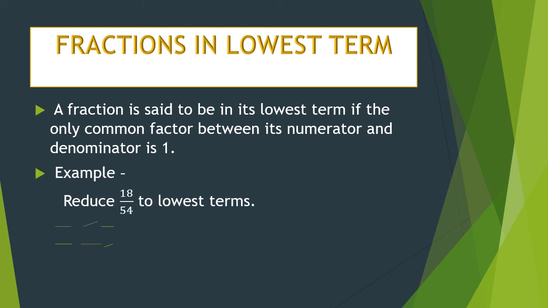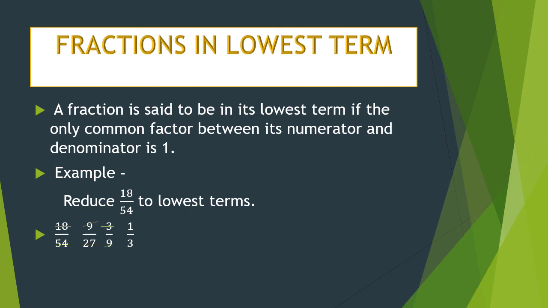Reduce 18 upon 54 to the lowest term. So first of all we'll see which is the common factor between 18 and 54. You can easily see the common factor between 18 and 54 is 2 here. So 2 9s are 18 and 2 27s are 54. Then the common factor between 9 and 27 is 3. So 3 3s are 9 and 3 9s are 27.